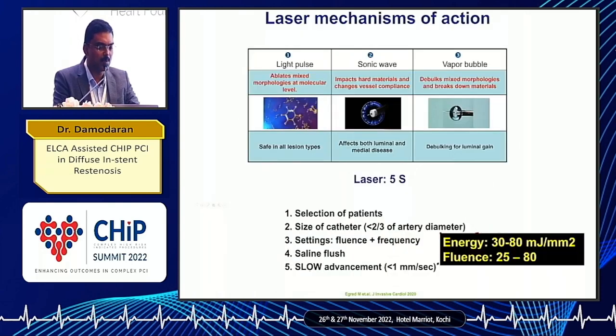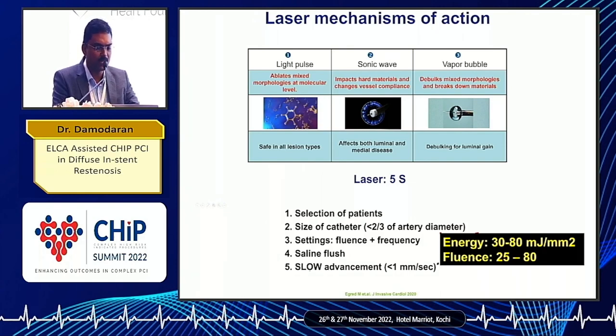This is all the theoretical part. I don't want to go into that. The only thing you have to understand here is the laser, as he mentioned, acts not only axially within the lumen as well as the abdominal tissue, as well as linearly. So it can penetrate up to 50 millimeter in the longitudinal direction.